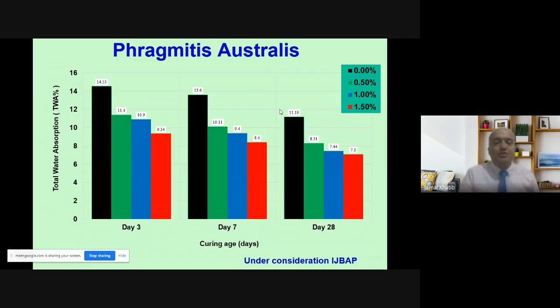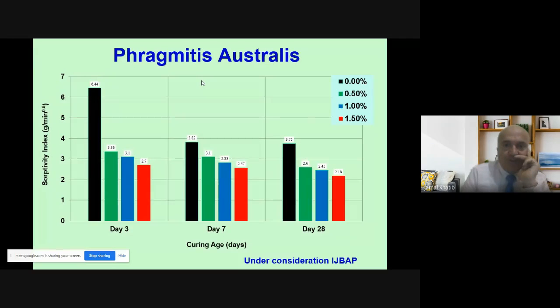Total water absorption, again, this is on Phragmites australis. The good thing about it, it's slightly different behavior in here. Maybe it's the type of fiber we're using, and we've used the stem from the Phragmites australis plant. The stem tends to be like bamboo. It can be strong as well. We've got reduction in total water absorption, and it's quite obvious actually. So it's not exactly the same as the one for palm fiber. There is a distinct difference between these two, and some of these results, please note, are under consideration in one journal.